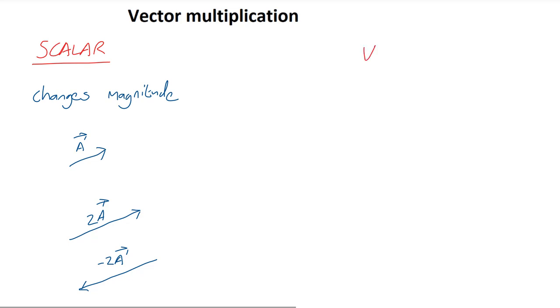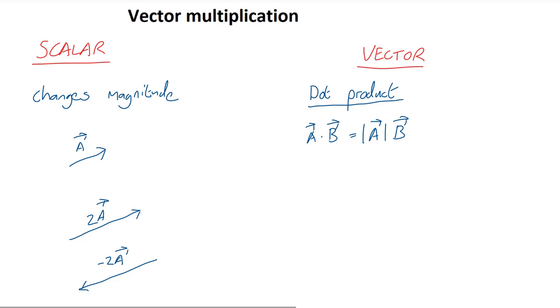For a vector multiplied by a vector, there are two different possibilities. The first of these is known as the dot product. Let's consider the dot product of two vectors a, b. The way we say this is a dot b, and that is equal to the magnitude of a multiplied by the magnitude of b, just scalar multiplication here. Remember, the magnitude of a vector is simply a scalar, so we have a scalar by a scalar, multiplied by cosine of theta, where theta is the angle between a and b.